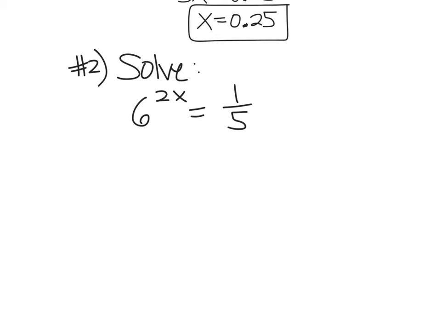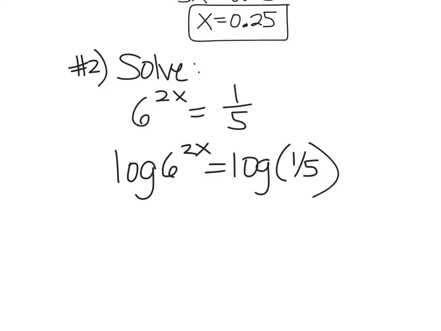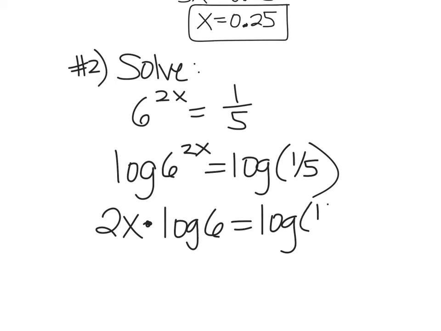We already isolated the power. It's just 6 to the 2x, so we're going to take the log of both sides. We write log of 6 to the 2x equals log of 1/5. So isolate the power, take the log of both sides. Then your next step is to take that 2x from up there and bring it down to the front. So it becomes 2x times log of 6 equals log of 1/5.